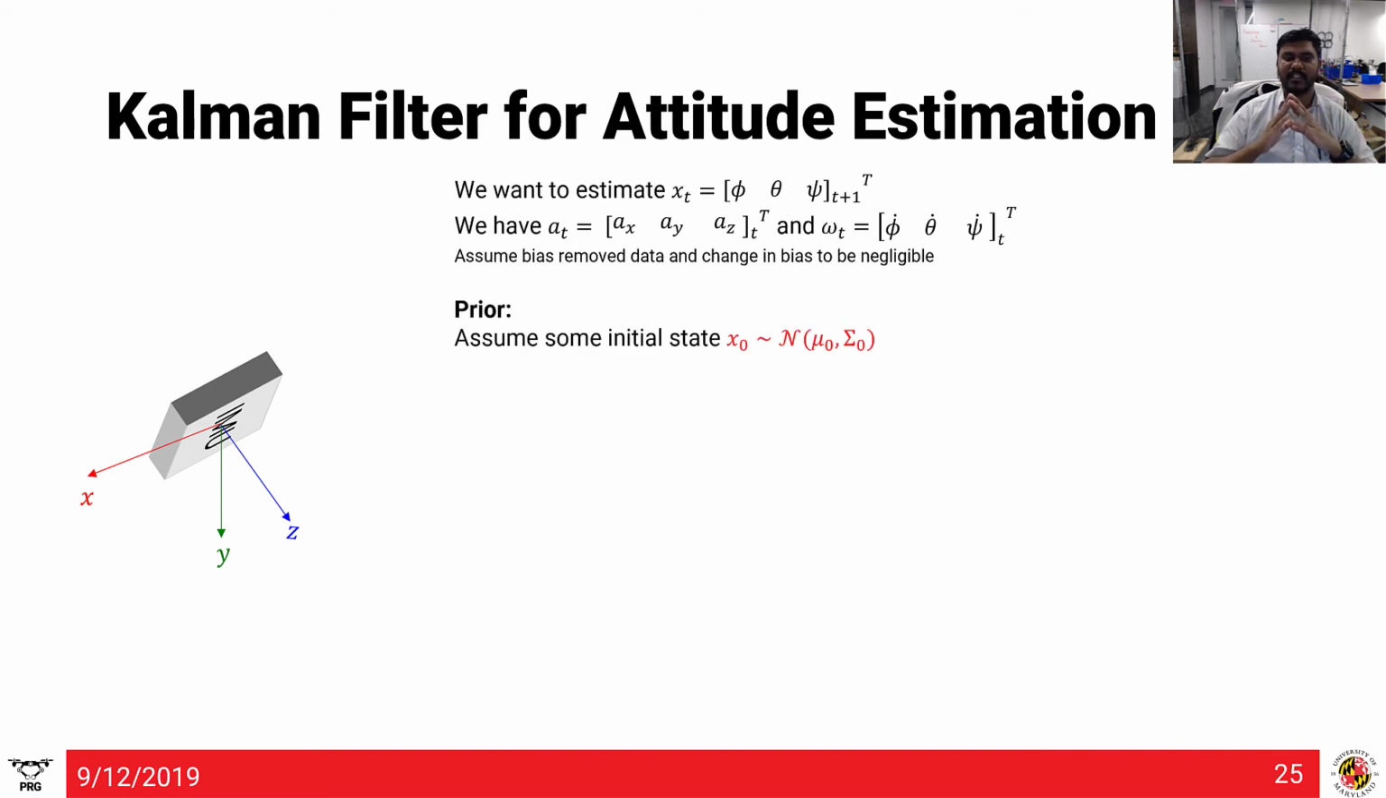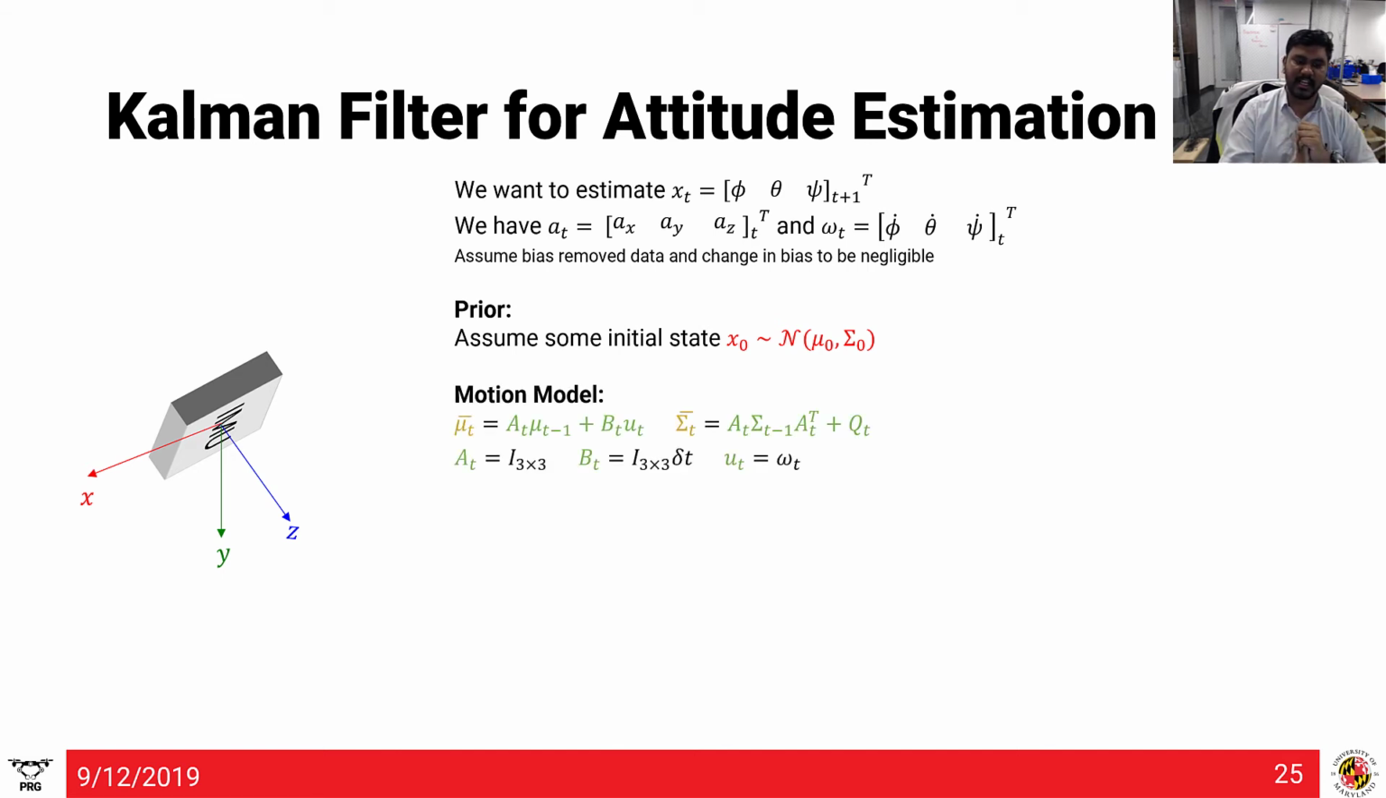We want to estimate the state X, which is the ZYX Euler angles. We have the measurements A and omega. We assume that the bias has been removed and the change in bias is negligible, right? The prior here is that we know the initial state, from either a motion capture system, or we just started at rest, right?